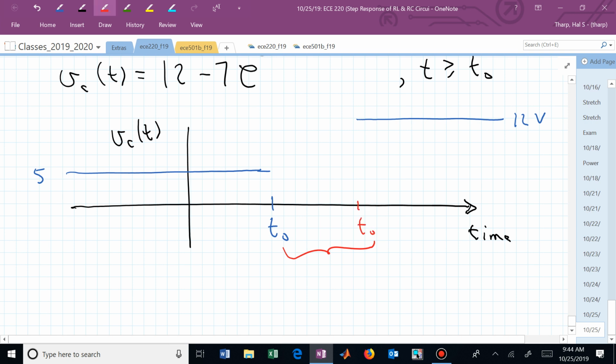This is now t sub 0 plus 10. And we now know what this is. That's our exponential. Here's our transient. That's 10 units long. And the voltage is continuous. We start at 5, and then we exponentially increase to 12.